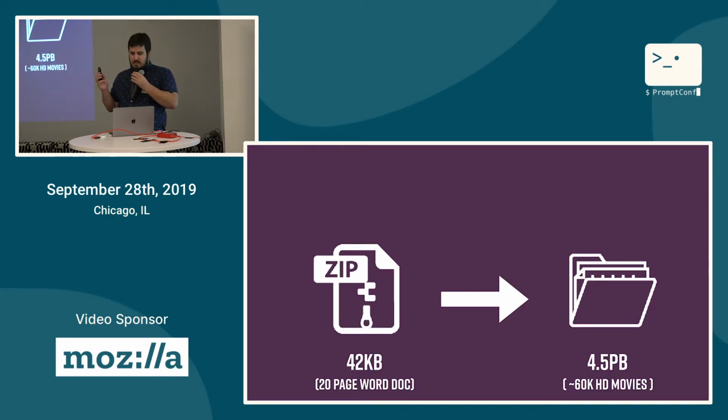And a little bit different specs than before, but it was basically 42K. So that's about a 20-page Word doc, and it expanded into the same collection of 60,000 high-def movies. This is one of the first zip bombs that was ever created.